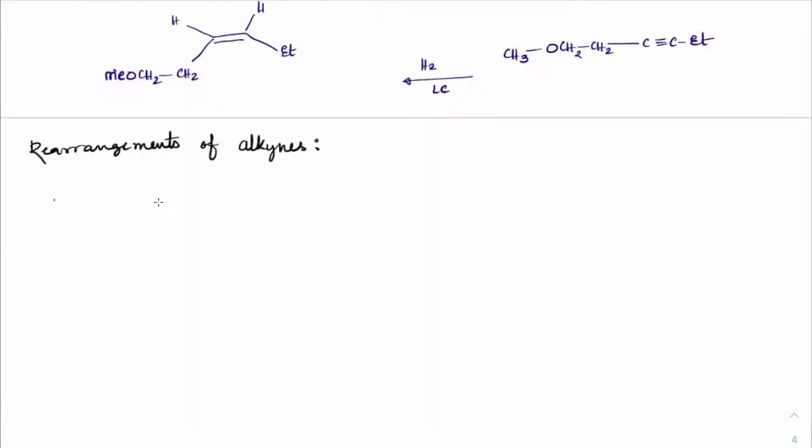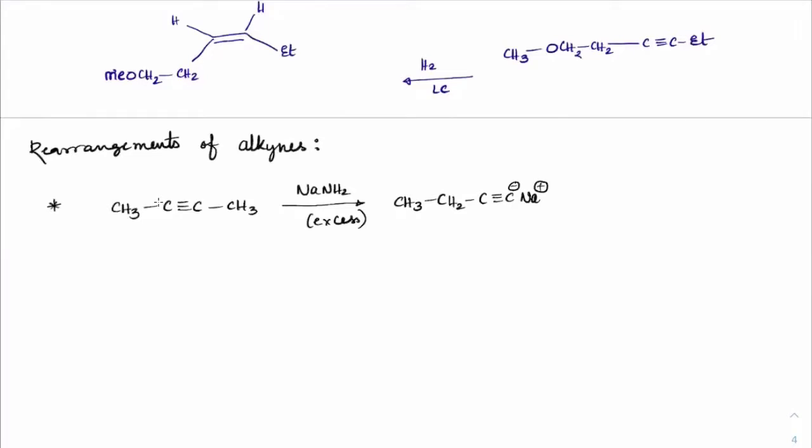Make a note, everyone. First, rearrangement. If we have a substituted triple bond, let's say C triple bond C, CH3, this is substituted, and I treat that with excess NaNH2, the triple bond will get rearranged in such a way that it becomes CH2CH2C triple bond C minus Na plus. This is the product you would get.